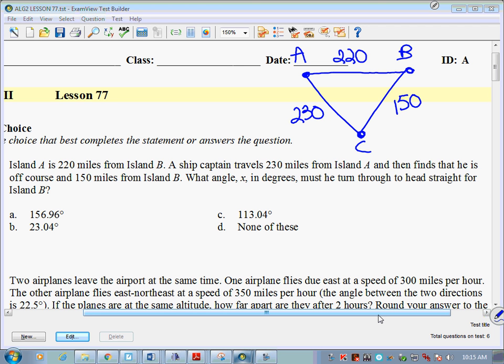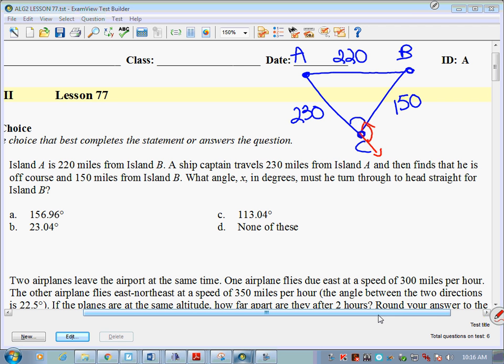Does this make sense so far? Okay. Now the question that is being asked is how many degrees does he have to turn to get headed back to island B? Now this is what's confusing about this question. Okay? He is headed in this direction, correct? So the angle that we're looking for is not this angle, but this angle, okay? Because he has to turn and head back that direction, correct? He has got to get back on that line that is going to go from C to B, right?